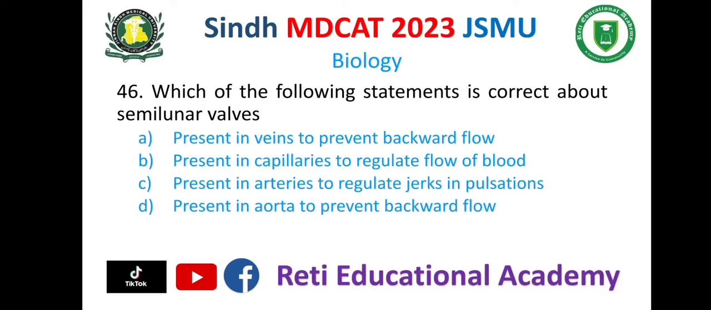Question number 46. Which of the following statements is correct about semilunar valves? A. Present in veins to prevent backward flow, B. Present in capillaries to regulate flow of blood, C. Present in arteries to regulate jerks in pulsations, D. Present in aorta to prevent backward flow. And the correct answer is A. Present in veins to prevent backward flow.